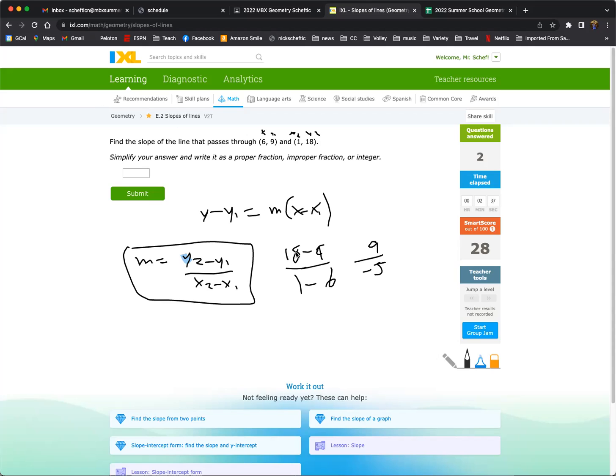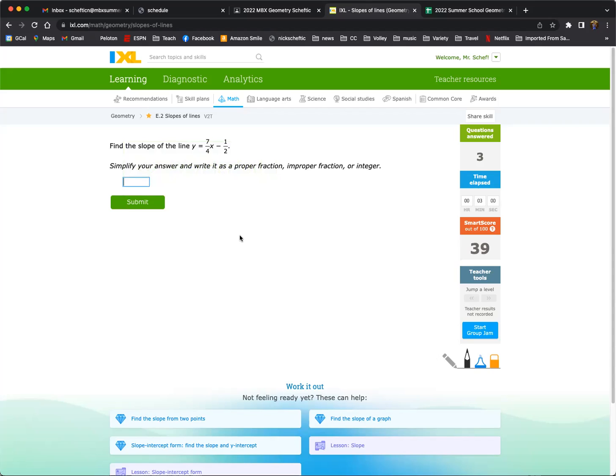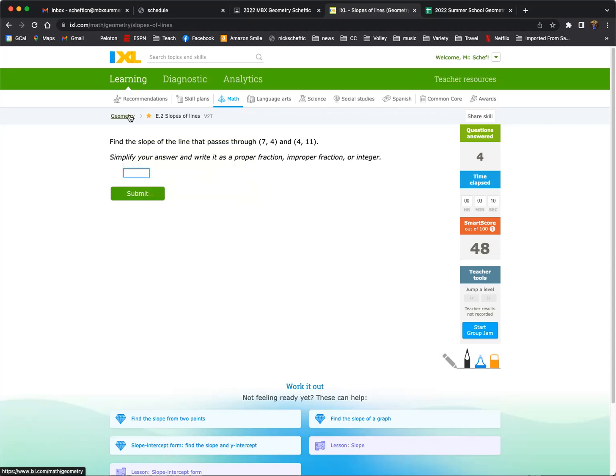That's going to be what our m is, which is right here. And that's all we're looking for here, to find the slope of the line. This is the point slope form that I wrote here, but all I need to find is the m. So I really only have to find that number. So -5/9. I mean, I'm sorry, -9/5. Okay, find the slope of this one. It's going to be 7/4. So that is E2.